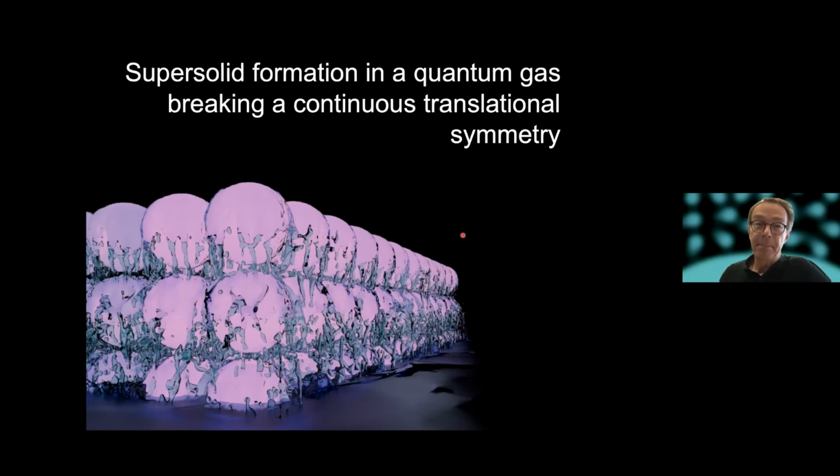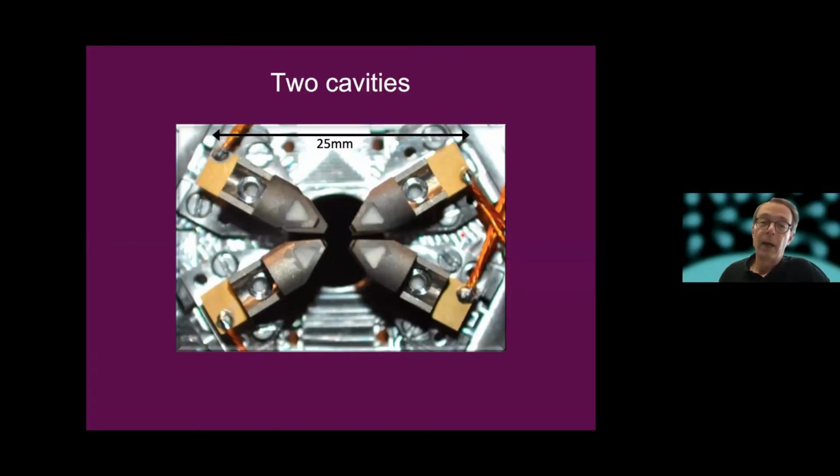But for the breaking of the continuous symmetry, you may want a situation where you do not just choose between two density configurations, but maybe continuously, so that the crystal can form at any position. And this is illustrated here by this moving pattern. And this one can achieve by using two cavities.